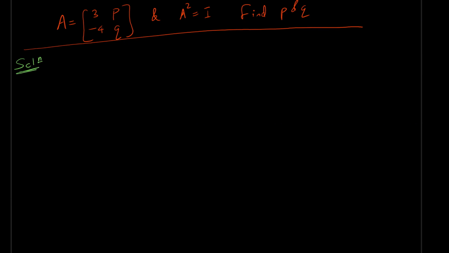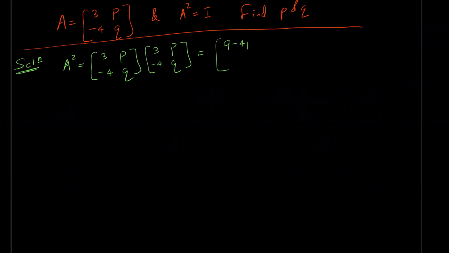You know, one key is to write these things clearly so you can do the calculations, simplifications. They are not hard. Now A squared. So 3 times 3 plus p into negative 4. So 9 minus 4p. And first row and second column, 3 times p, 3p, p and q. So 3p plus pq.